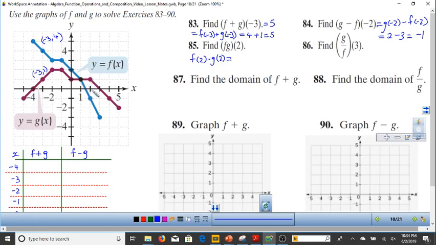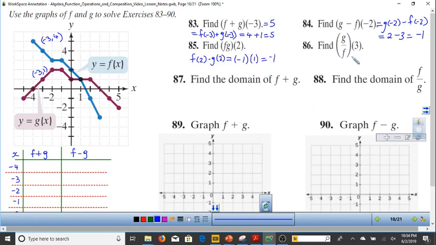So f of 2 is, that's the blue function, that's -1. And g of 2, that's the red function, is positive 1. So negative 1 times positive 1 is just negative 1.